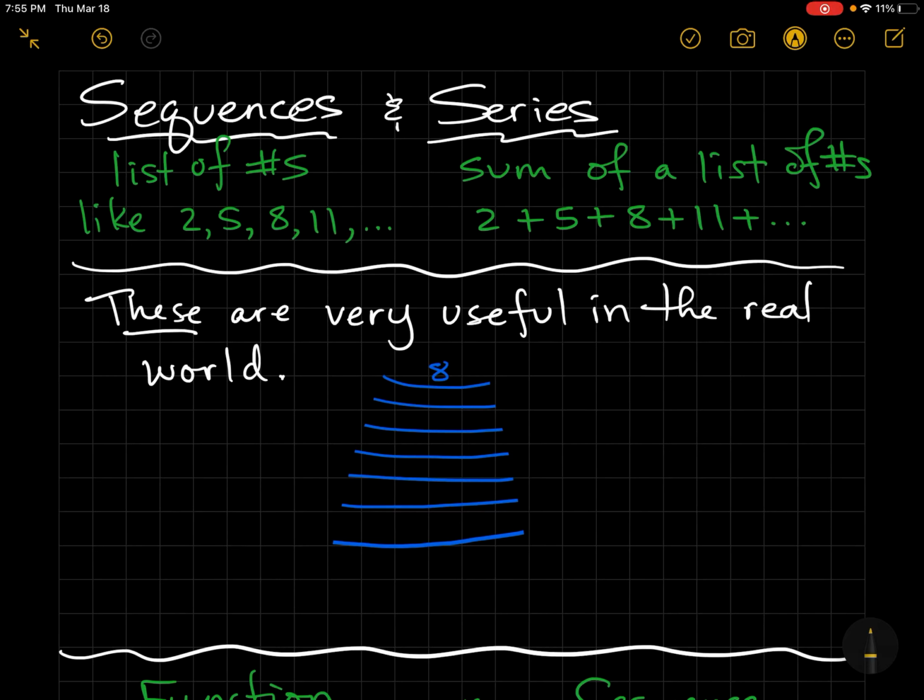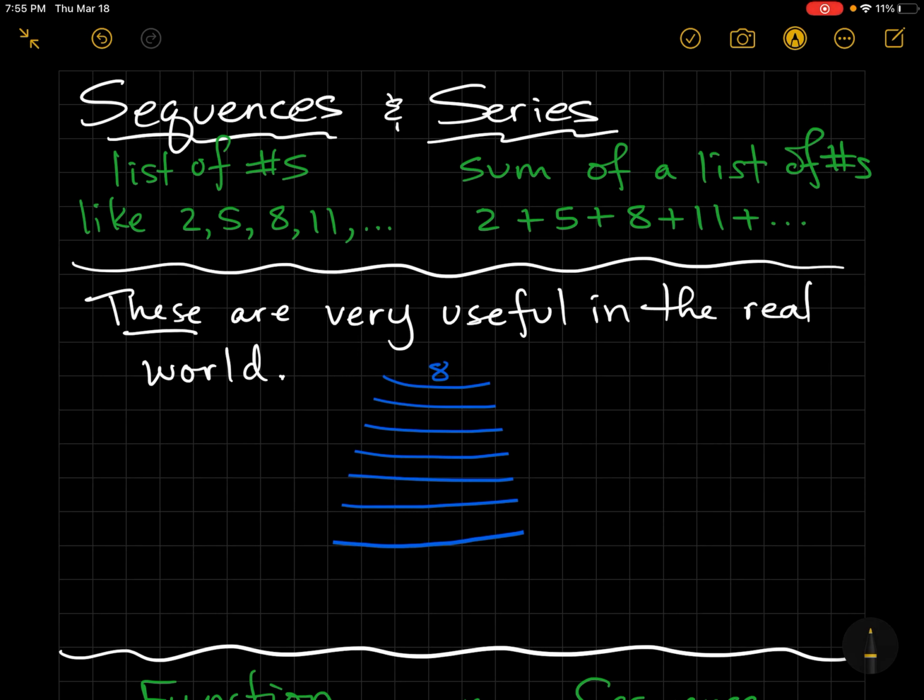Today's lesson is on sequences and series. First of all, let's understand the difference between a sequence and a series. A sequence is just a list of numbers, like 2, comma, 5, comma, 8, comma, 11. You see how they're separated by commas?